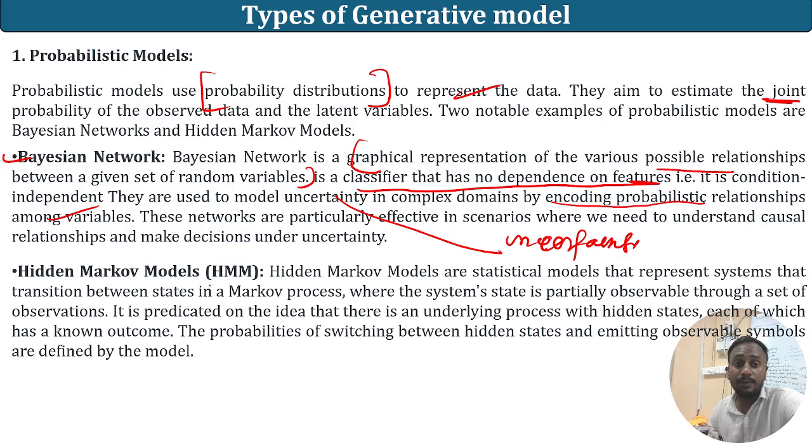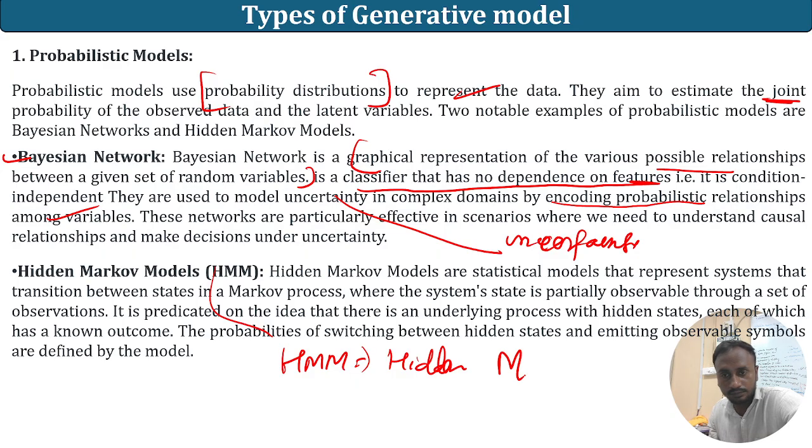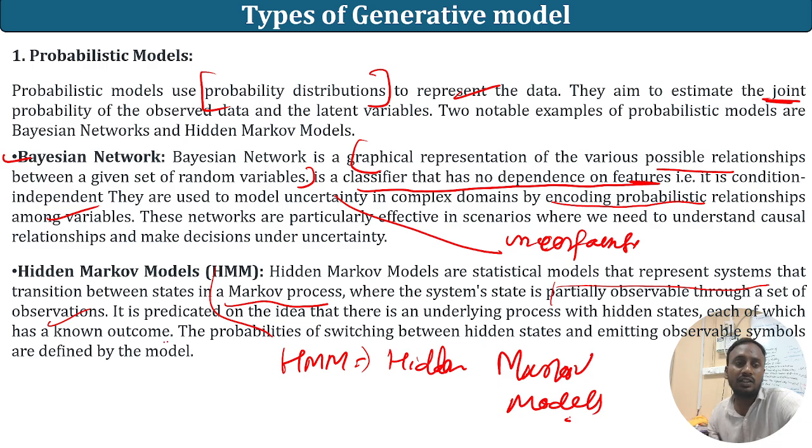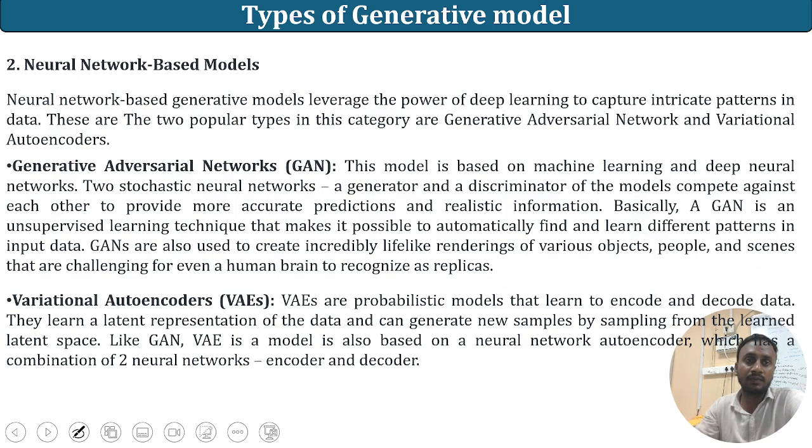Then HMM is there, the hidden Markov model. It's a statistical model that represents the transition between the states in a Markov process where the system state is partially observable through a set of observations. It is going to predict based on the underlying process and hidden states. Each sample has a known outcome.